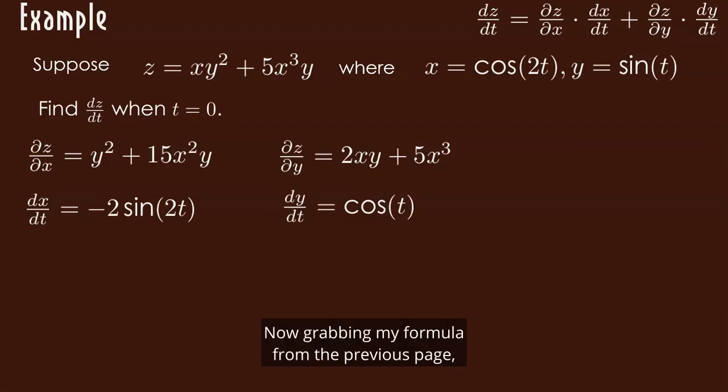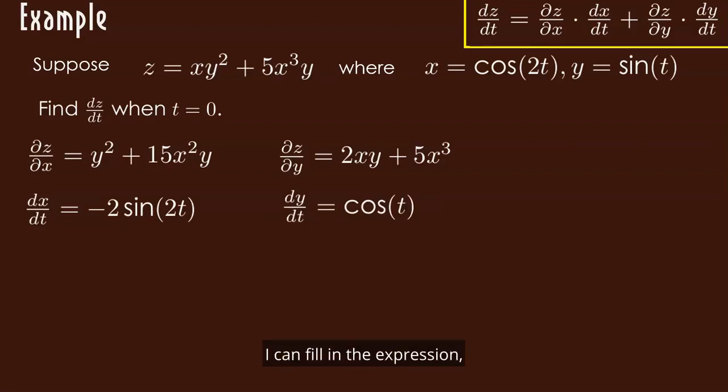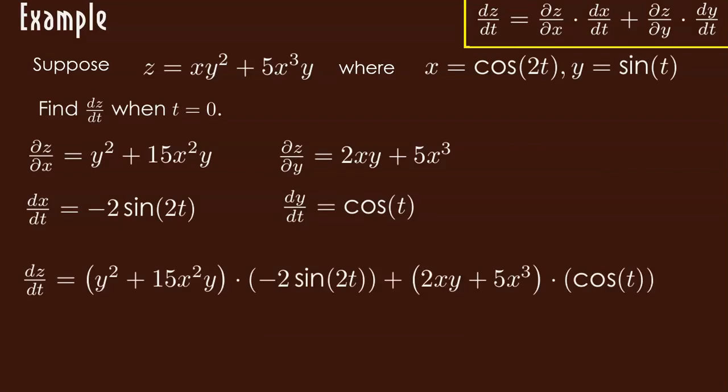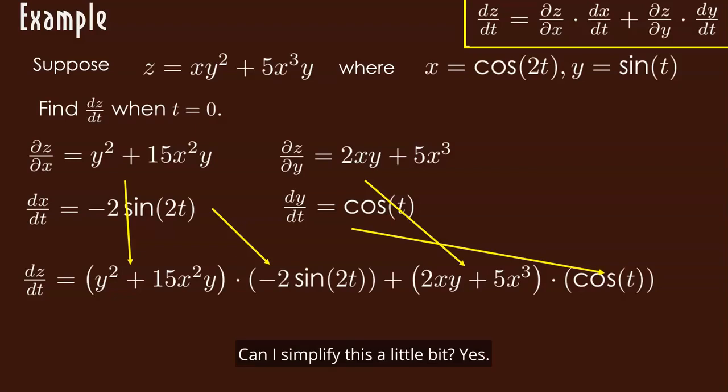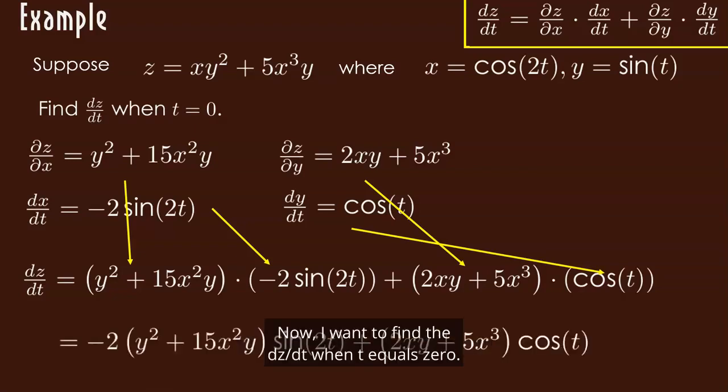Now, grabbing my formula from the previous page, I can fill in the expression. I put the partial of z with respect to x over here, and the derivative of x with respect to t there, and I plug in all the things that need to be plugged in. Can I simplify this a little bit? Yes. Now, I want to find dz/dt when t equals 0. So let's do some evaluating.